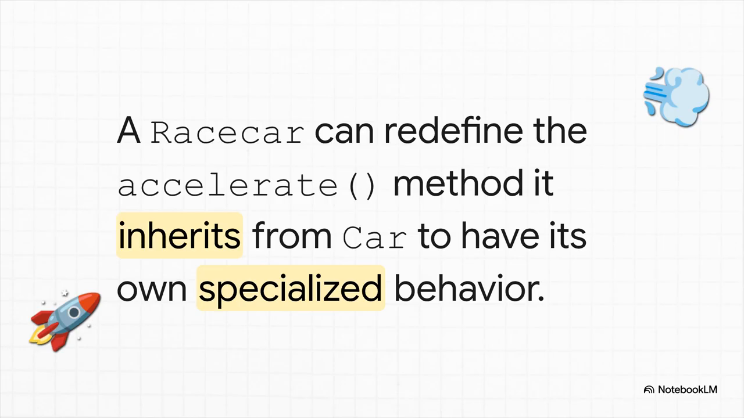Think about it. A regular car and a race car can both accelerate, sure, but you better believe they do it differently. A race car can take that accelerate method it got from its parent and completely rewrite it to be way more aggressive. It's called overriding, and it is a total game changer.